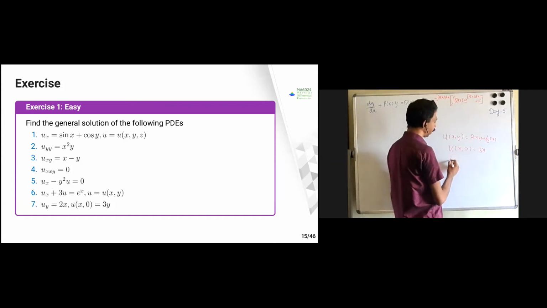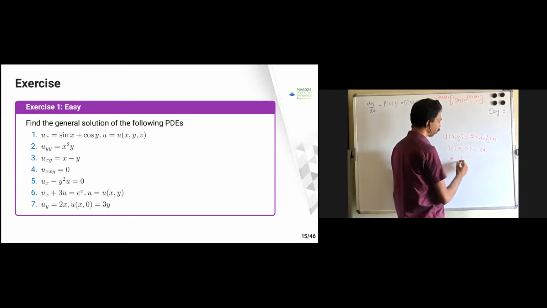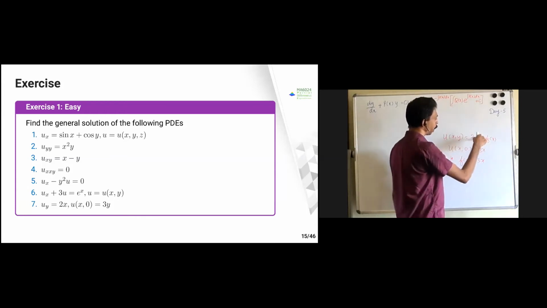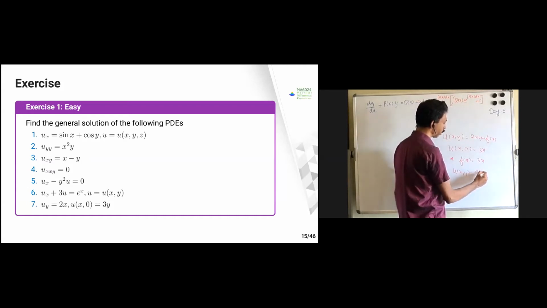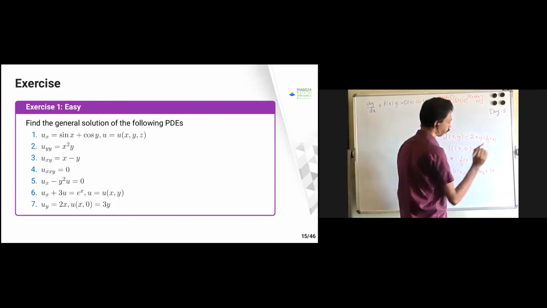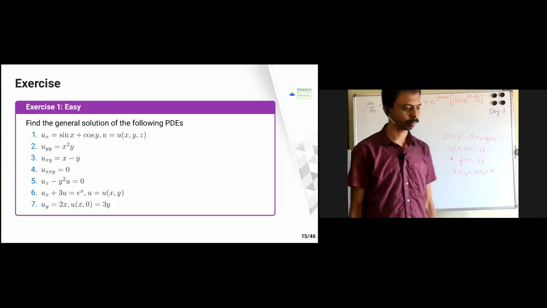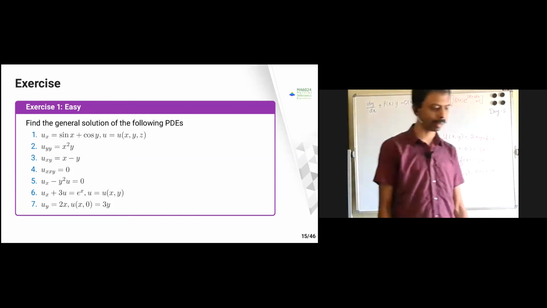This is 0. Only f of x is there. So f of x is going to be 3x. I substitute here: y is becoming 0, f of x will be there, so f of x equal to 3x. Then what is my u of x comma y? u of x comma y is 2xy plus 3x. So something similar to that, yes, we have some assignment problems.